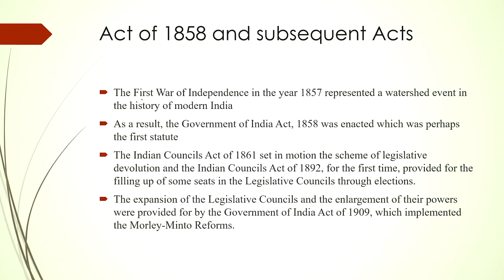1858. We all know that the first war of independence in 1857 represented a watershed moment in India's freedom struggle. It was then, for the first time, that the British Empire realized it would be difficult to control and govern India from far off, and thus they decided to have a new Act of 1858, the Government of India Act 1858, perhaps the first statute. This provided for the first time the real formation of a government in India, separate from the colonies and the British company which was controlling and governing India.